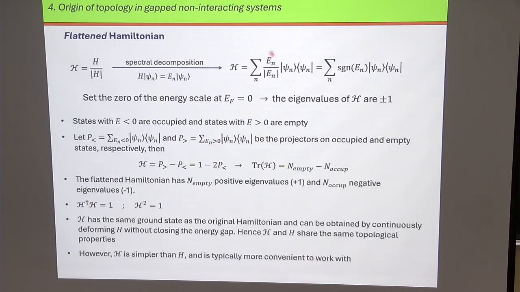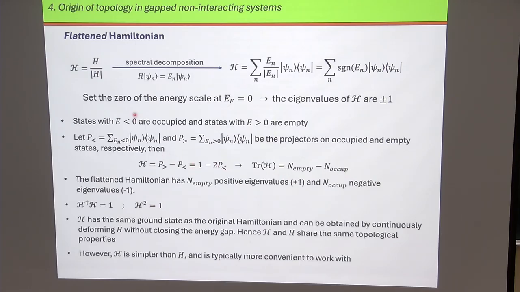Then you can write this flattened Hamiltonian as a combination of these two projectors, because the sum of these two projectors must be equal to 1, since psi n is a complete basis. Then the trace of the flattened H will give you the difference between empty and occupied states. If the system has charge or particle-hole symmetry, this will be 0 because the spectrum is symmetric, but the trace is not necessarily 0 in the general case.